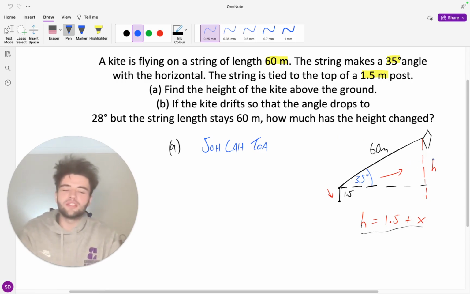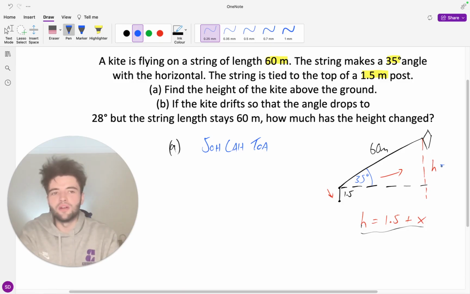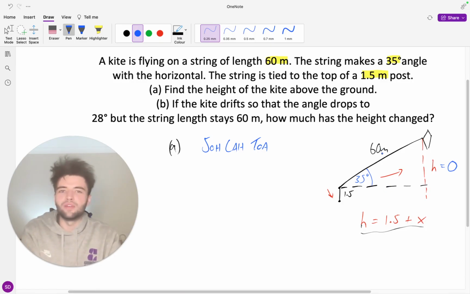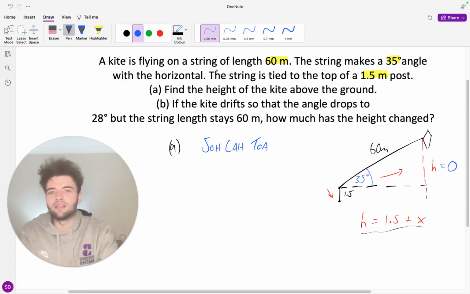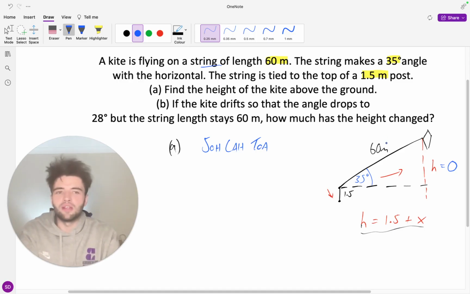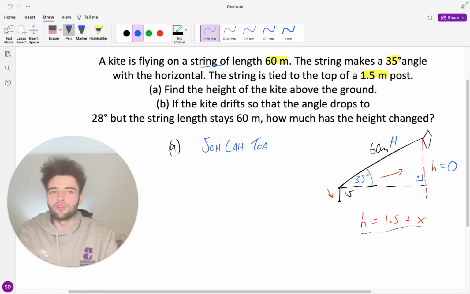But what we basically need to do now is actually label the sides that we're given, or the side that we're looking for. So the height of the kite above the post is going to be equal to the opposite in this triangle. So we can say that x is going to be the opposite. And then we know that the actual kite is on a string of length 60 meters, which is going to be our hypotenuse. So that's basically the longest side here. And then our right angle is going to be down here, just connecting the horizontal and the vertical. And so we have the opposite that we're looking for, and we also have this angle of 35 degrees.